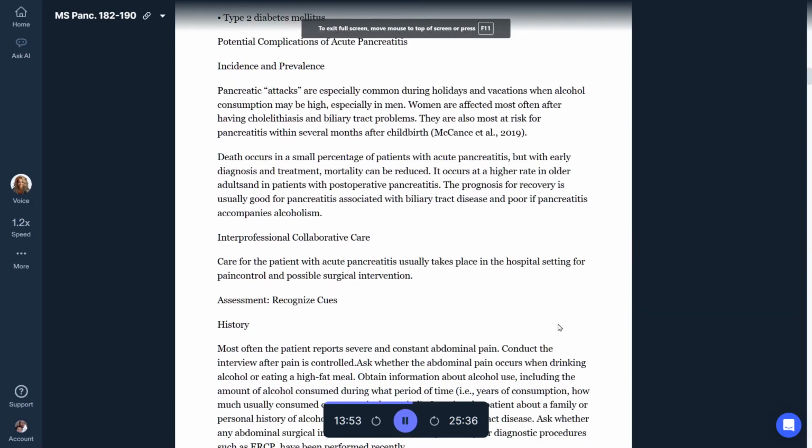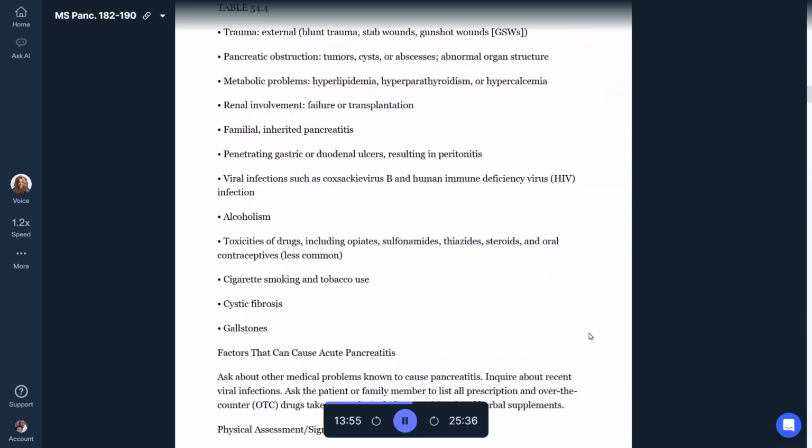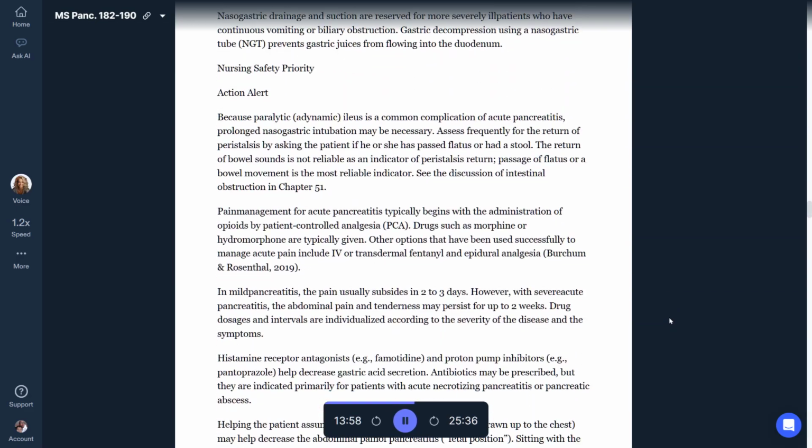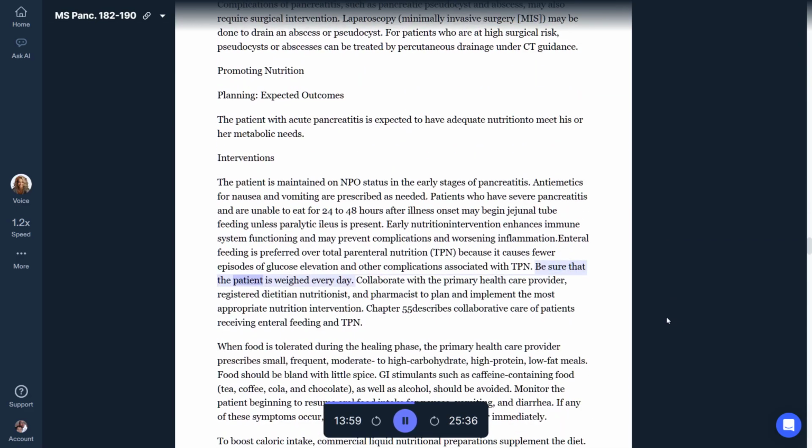Enteral feeding is preferred over total parenteral nutrition because it causes fewer episodes of glucose elevation and other complications associated with TPN. Be sure that the patient is weighed every day. Collaborate with the primary healthcare provider, registered dietitian nutritionist, and pharmacist to plan and implement the most appropriate nutrition intervention. Chapter 55 describes collaborative care of patients receiving enteral feeding and TPN.